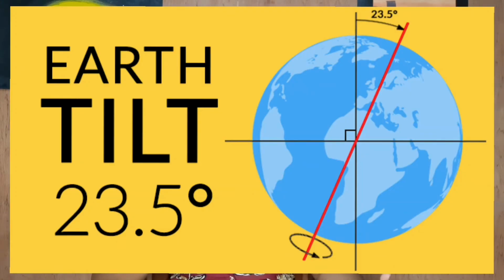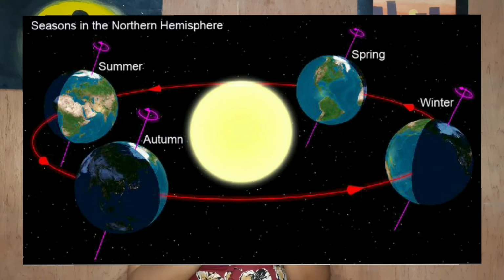The second important fact that helps us understand Earth's seasons is Earth's tilt, a 23.5-degree angle. Earth's axis of rotation, the imaginary poles on which Earth spins, is at a 23.5-degree angle tilt relative to the Sun. As Earth revolves around the Sun, it maintains this tilt and always points in the same direction, toward the North Star.